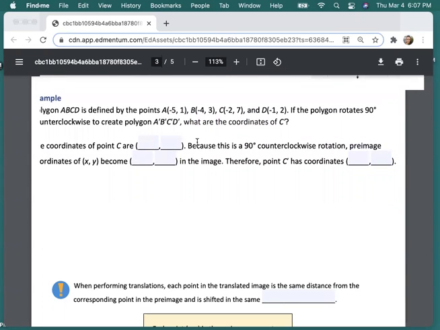Okay, so polygon ABCD is defined by these points. If the polygon rotates 90 degrees counterclockwise, what are the coordinates of C?